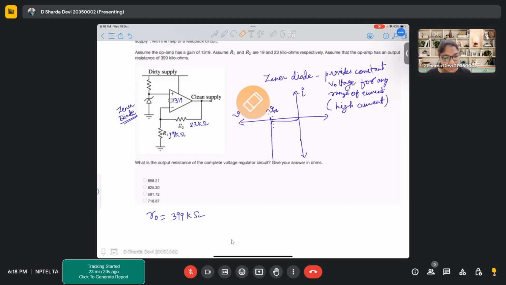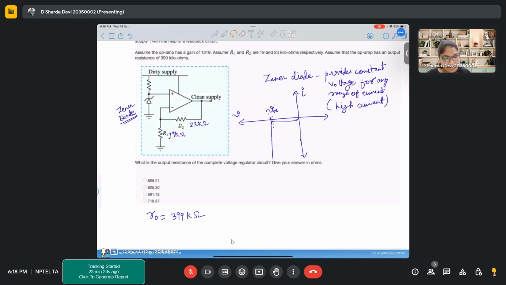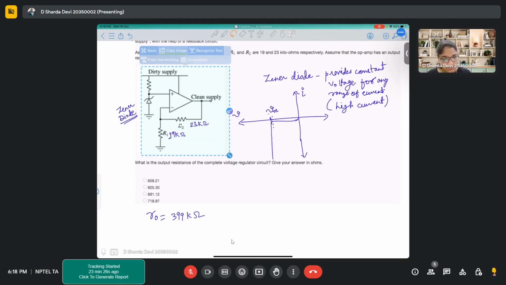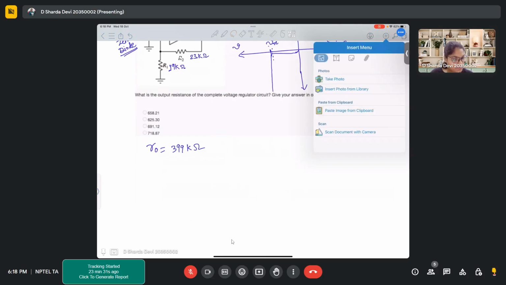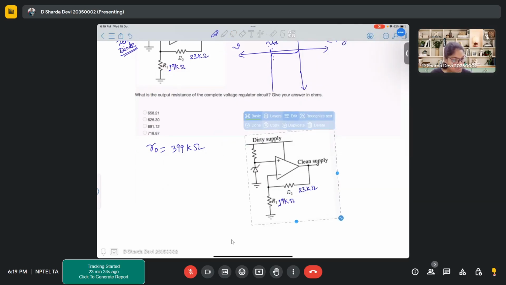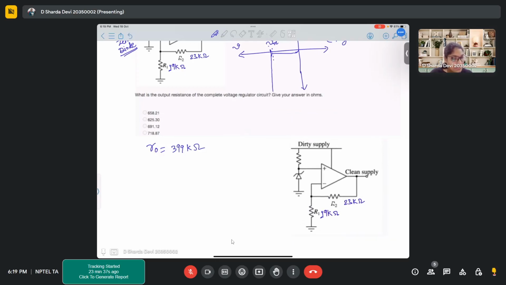First of all, if we take this circuit, here your op-amp also has a resistor R0, and that R0 is basically between the output node and, let's say, ground.